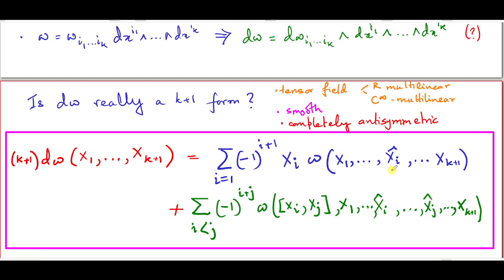Interchanging any two of the vector fields, let's say xa and xb, in the argument list is going to produce a minus sign. This may seem to be quite simple to do, given the fact that omega is already known to be a k form, so omega has to be completely antisymmetric in its k arguments. However, it turns out that the complete argument for antisymmetry of d omega is rather non-trivial.